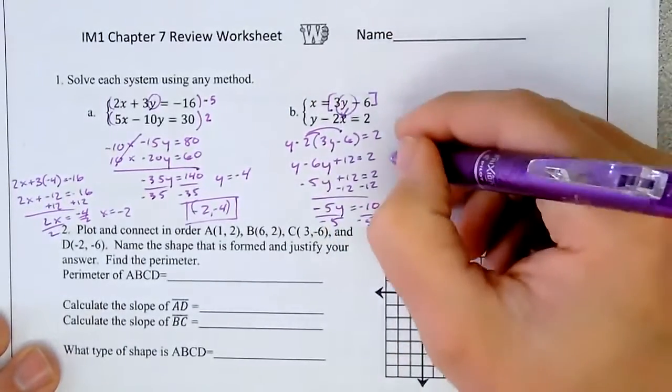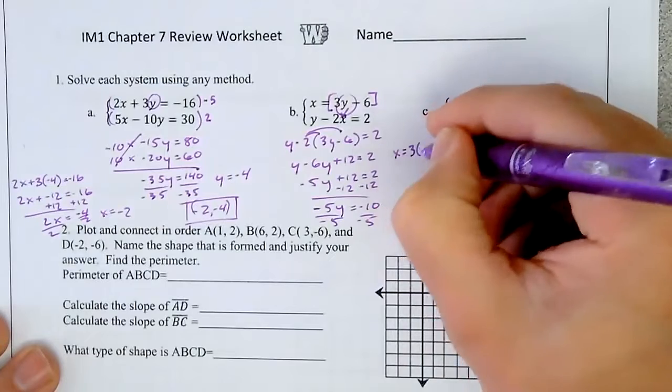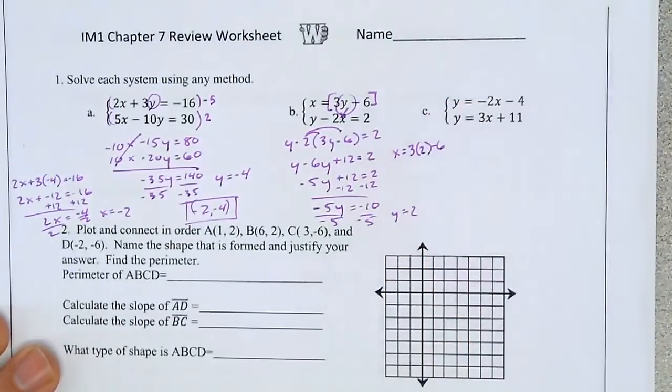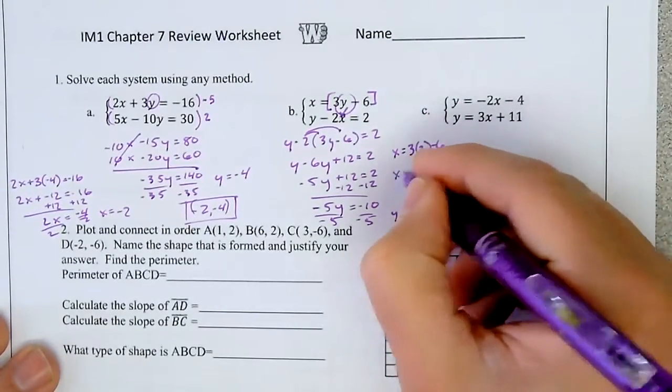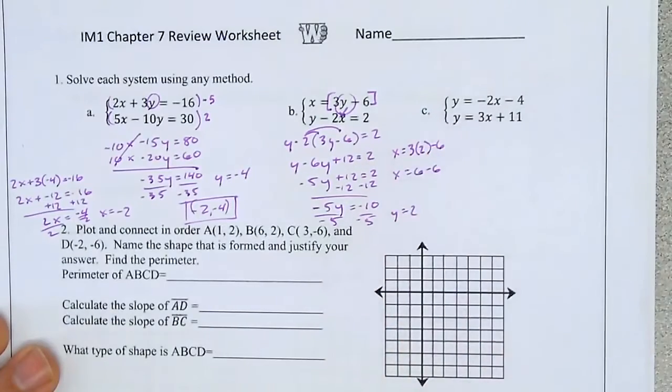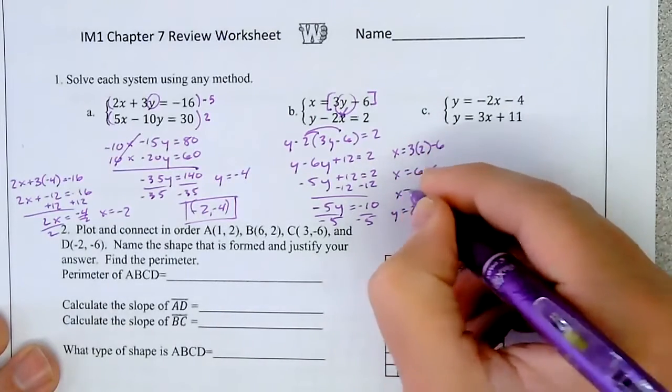Plug it back in up top. x equals 3 times 2 minus 6. So I get x equals 6 minus 6. x equals 0.